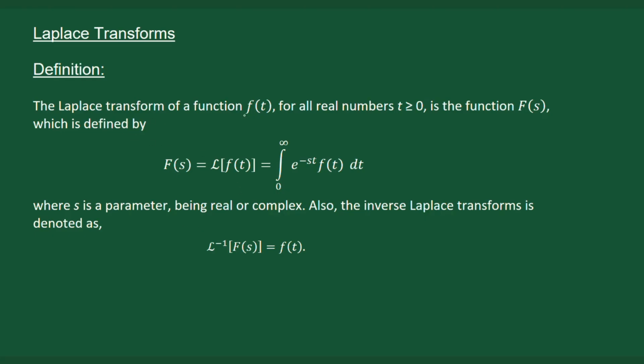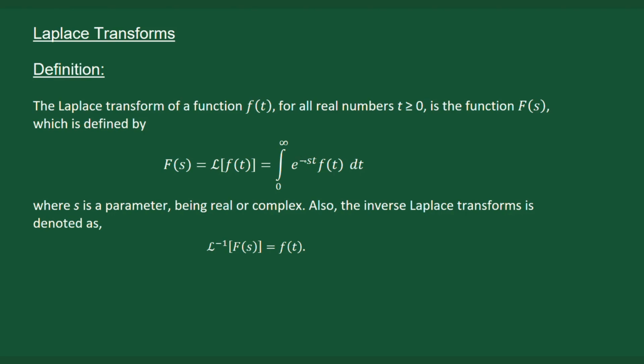The Laplace transform of a function f of t, for all real numbers t greater than or equal to 0, is the function F of s, which is defined by F of s is equal to L of f of t, which is equal to the integral from 0 to infinity of e to the power minus st f of t dt. The definition is the integral from 0 to infinity of e to the power minus st f of t dt.